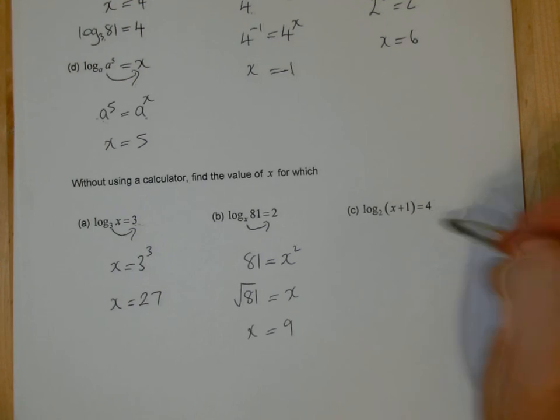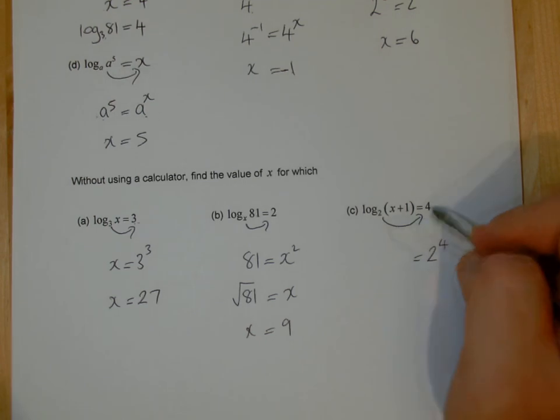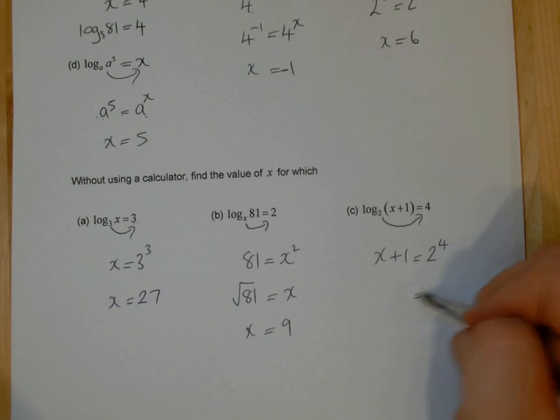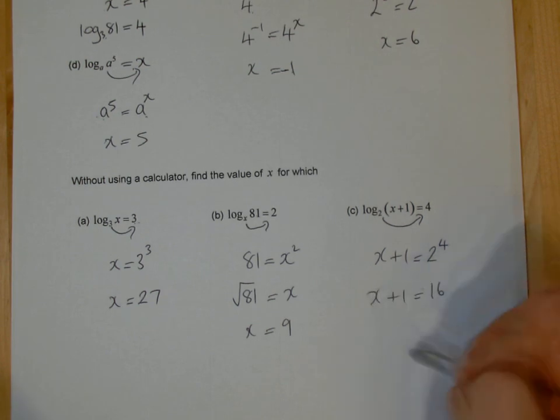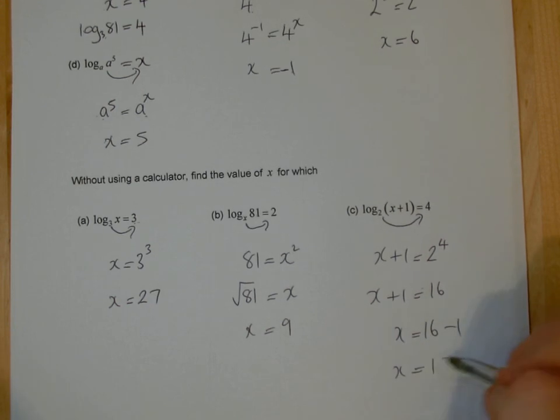And in the last case here, swing the base. If you swing the base 2 on the right-hand side, on the left-hand side I've got the base to the power 4, and I've got x plus 1 here. Well, I know 2 to the power 4 is 16, so x plus 1 is 16. Of course, I'm just going to take that 1 over, and I get x is 15.